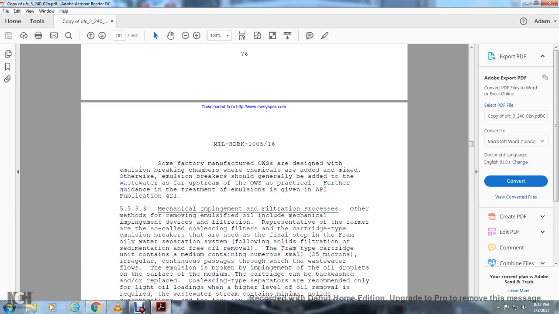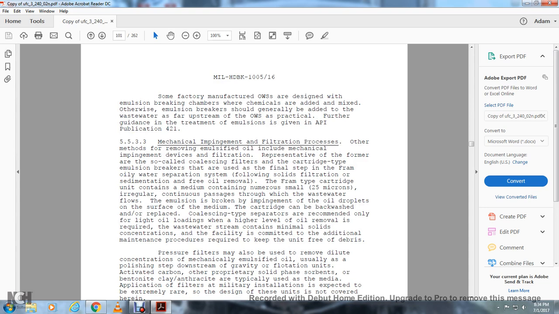Some satisfactory manufactured oil waste separators are designed with an emulsion breaking chamber, where the chemicals are added to the mixture. Otherwise, the emulsion breakers should generally be added to the wastewater far upstream of the oil-wastewater separator, with the particular gallons for the treatment. Emulsion breaking is given in API publication 421.